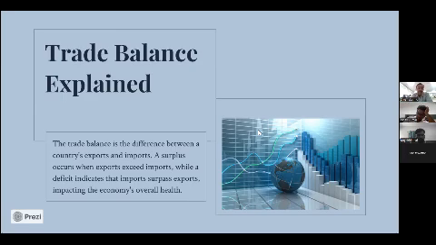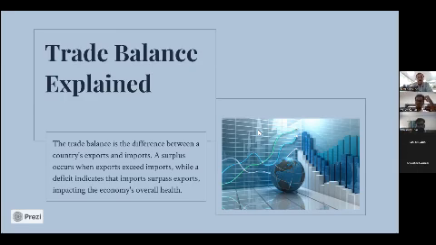Suppose a company or country exports a lot of goods and services to other countries, and finally at the end of the year, it will assess whether it has exported more or imported less. I will take the differential data, that is called the trade balance.